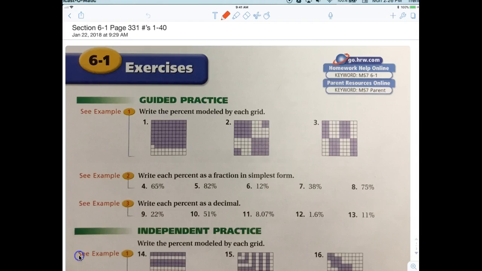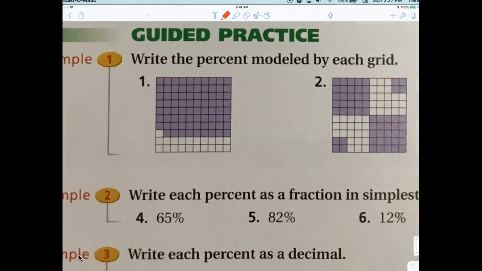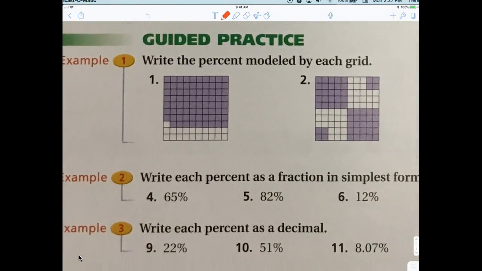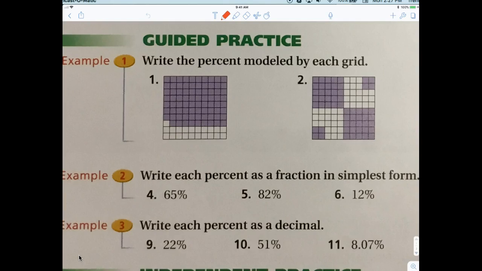Now, again, what we're going to notice here, guys, is I like to put the problems up on the board. It says, write the percent modeled by each grid. Now, put your hands down for 1 second. Why does it say, yeah, it says 37 minutes.